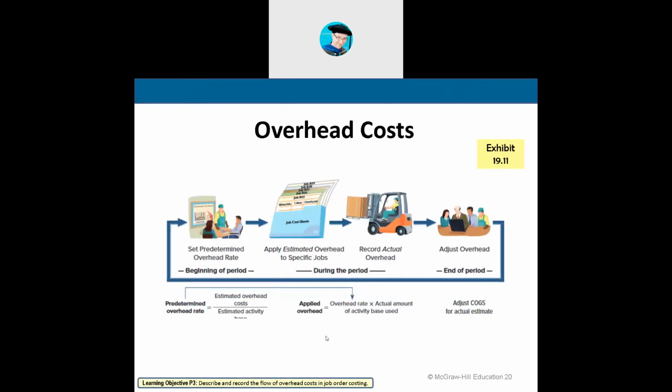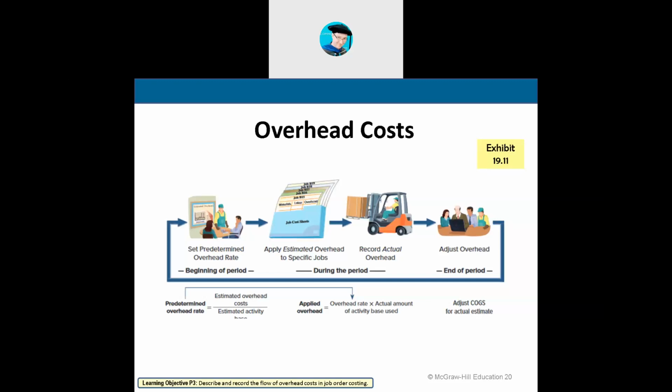And for overhead, I had mentioned that this is set by the company, and it's usually based on some type of activity. In the example we talked about earlier, I said it was 160% of the total direct labor. The direct labor is the activity, right? So we call that a predetermined overhead rate.